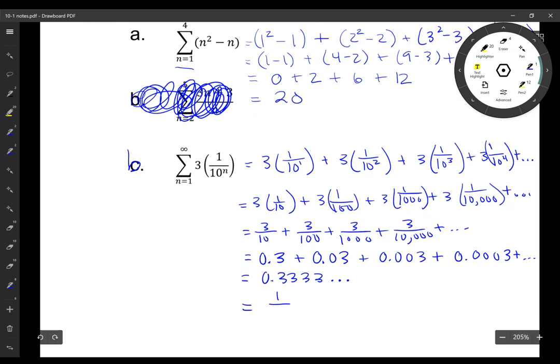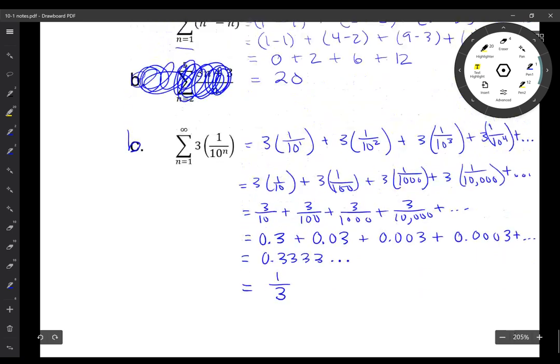So we were able to just add together something that has an infinite number of terms, because we can tell that's going to just keep going. We're going to keep adding more 3s to that, and it's going to converge. The sum is going to be 1/3. So kind of cool. That is it for our 10-1 notes.